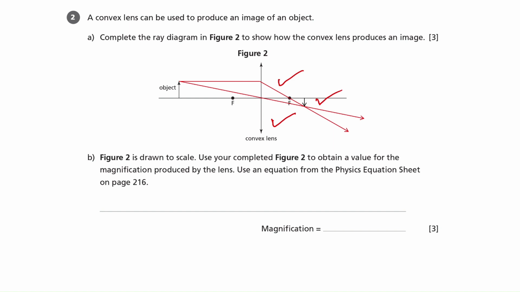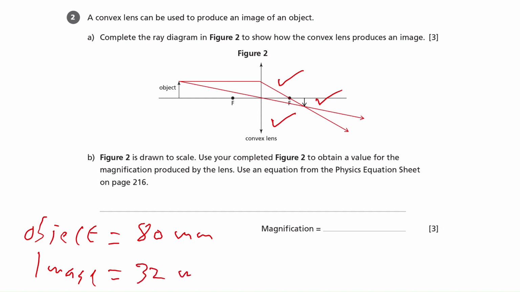So we measure these on the page, and the object height equals 80 millimeters, and the image height equals 32 millimeters. So what we now need to do is to put those numbers into the magnification equation and do 32 divided by 80, which gives us an answer of 0.4. Now that is the magnification.